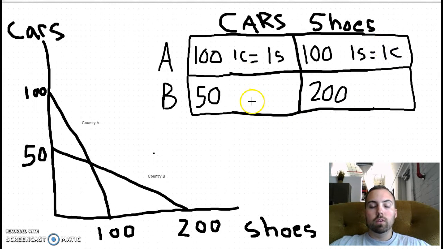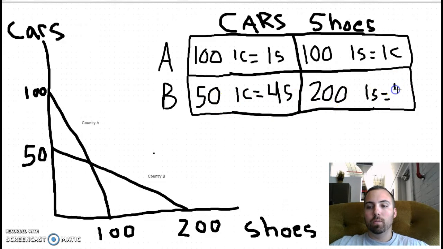Now it does differ in this one. So for each car they produce, one car equals, and it's always over under, so it'd be 4 shoes. In this case, one shoe equals, we got over under, so 1/4.